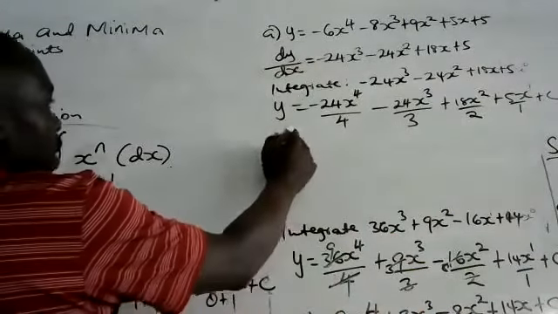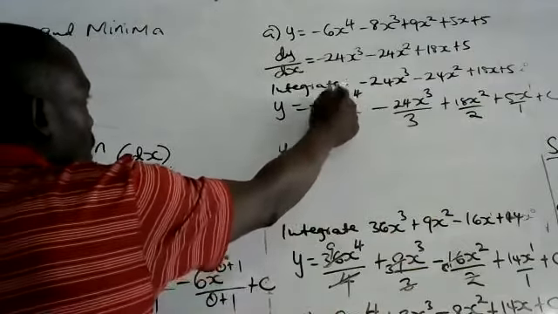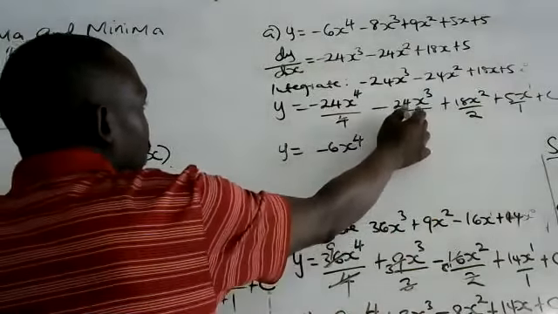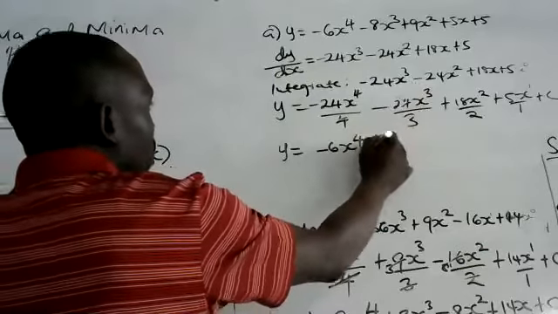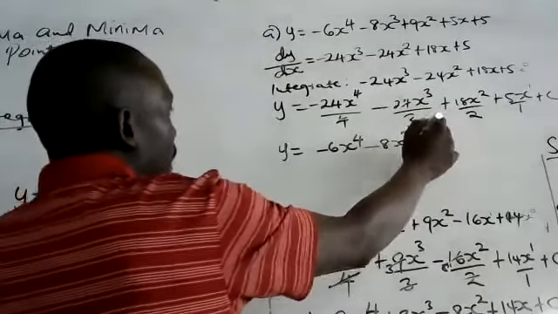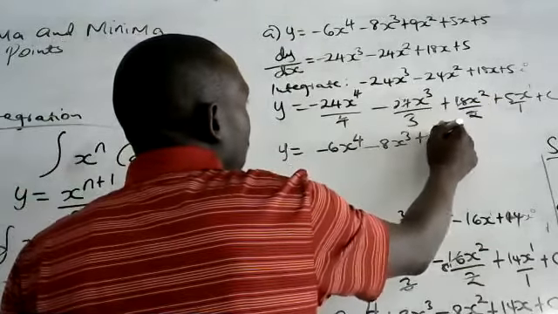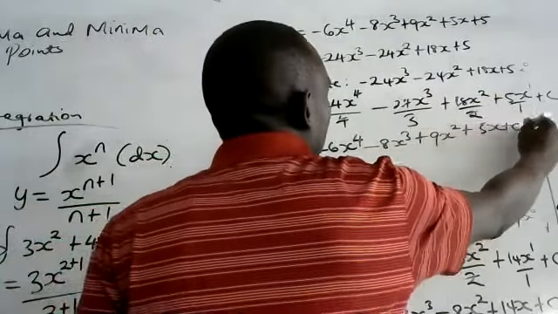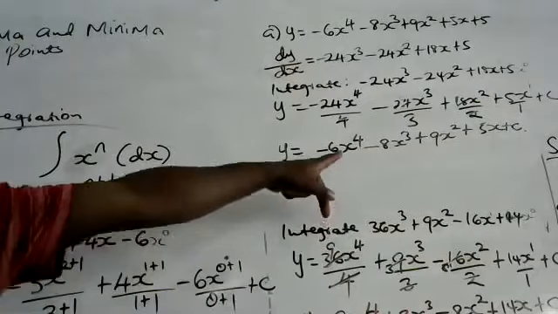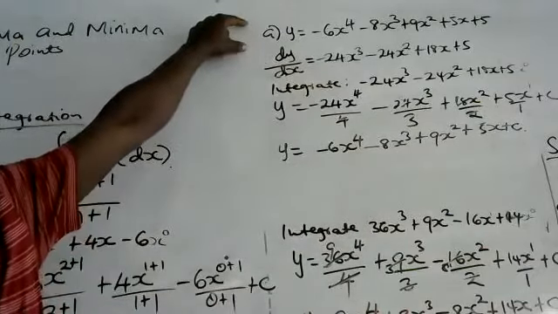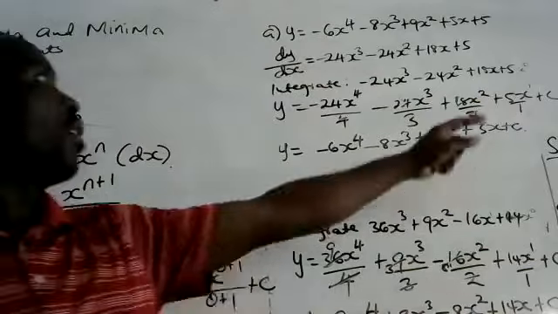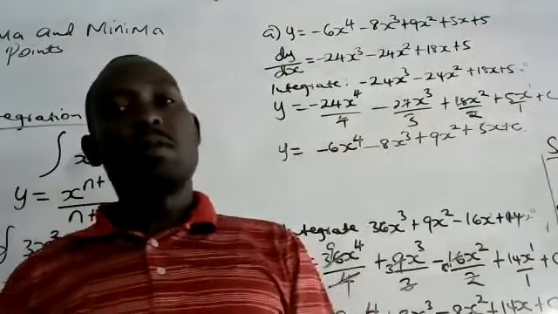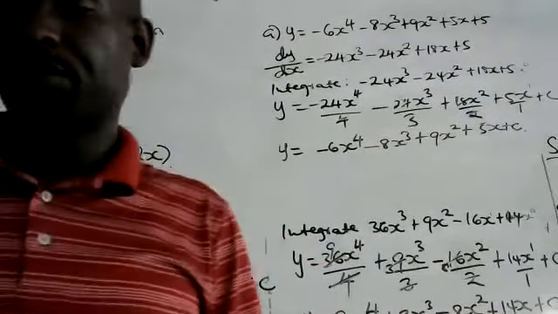So at the end of the day, you find that y is equal to what? That one will cancel to be negative 6x power 4. This one will cancel this one to be 8, so it's going to be minus 8x power 3 plus this one will be 9x squared plus 5x plus 6. That is your original equation, and actually you can see it is like that. Only that this 5, because we differentiated this 5 to be 0, here it is going to be represented as C. Any question?